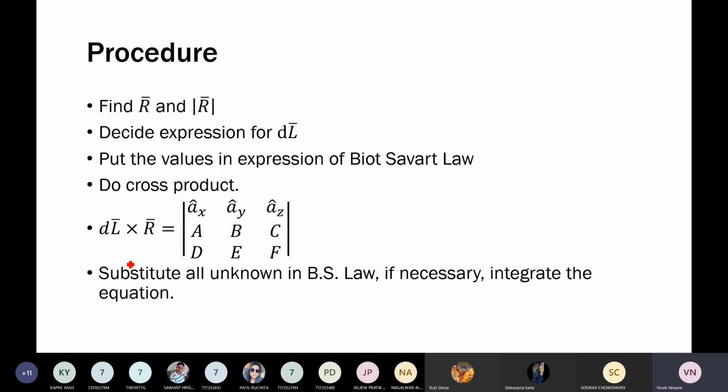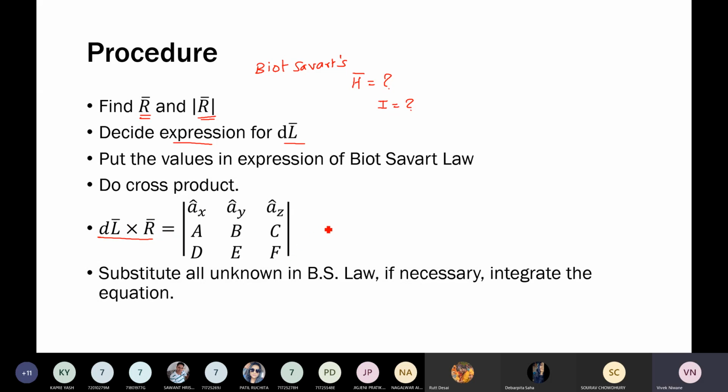So what is the procedure? Find R bar and magnitude of R bar, decide the expression of DL bar because we need to have this one. We are looking at numericals where H bar needs to be calculated. Whenever H bar needs to be calculated, we have to go with the Biot-Savart law. Whenever I needs to be calculated, then we have to go with Ampere's law, and so on. So DL bar cross R bar.